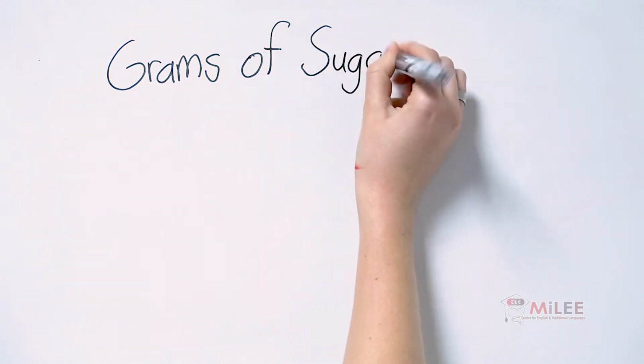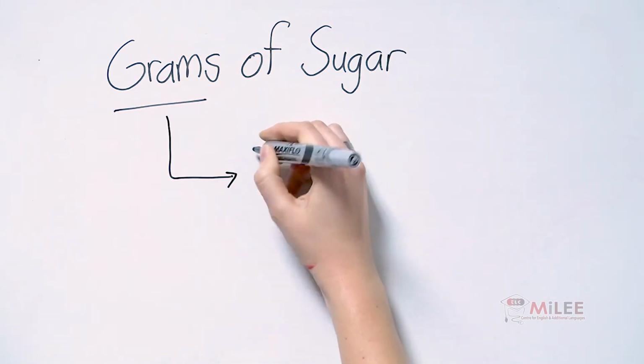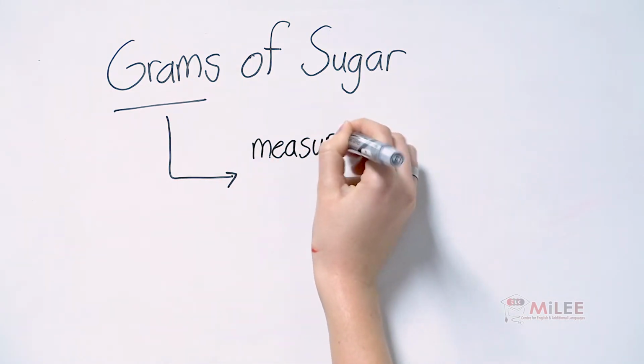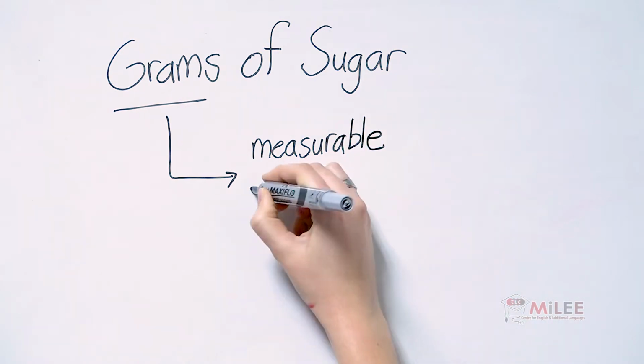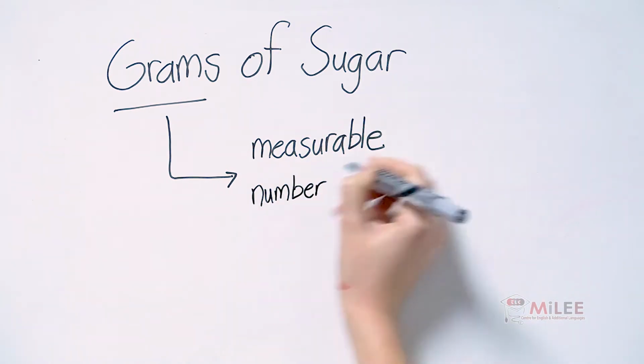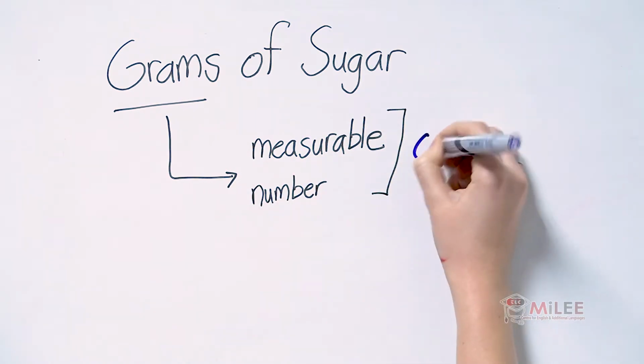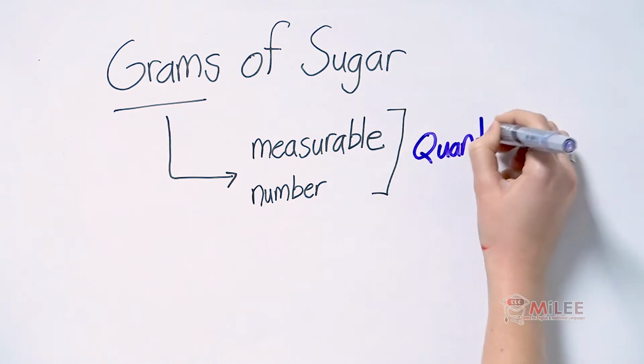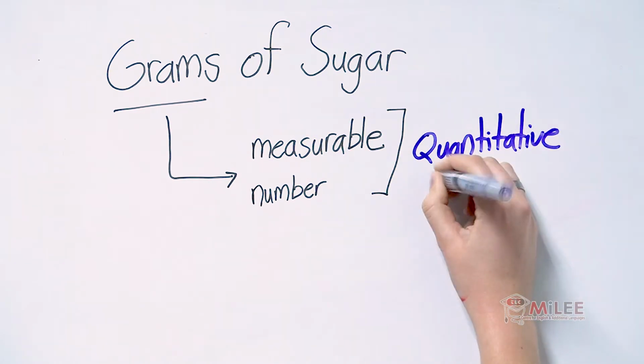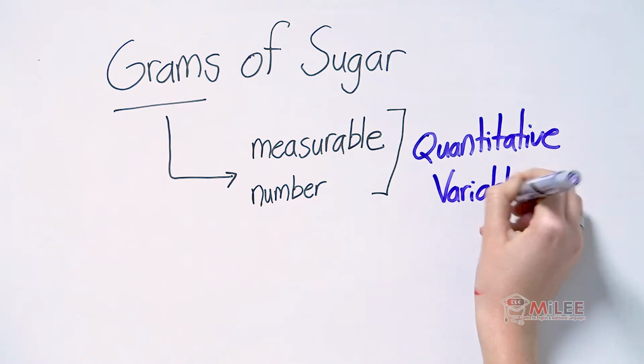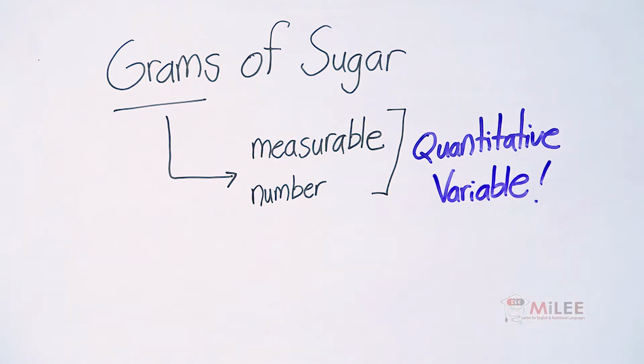Instead of trying to quantify taste, you could measure grams of sugar. This is measurable, and it's a number, so it's a quantitative variable. Because it's quantitative, you could calculate the means for each brand and find out if brand 1 or brand 2 has a larger mean sugar content.